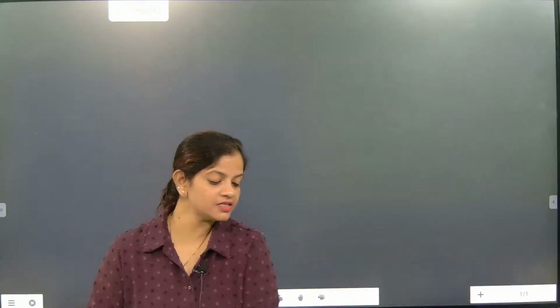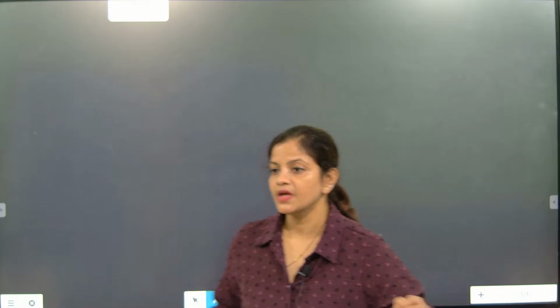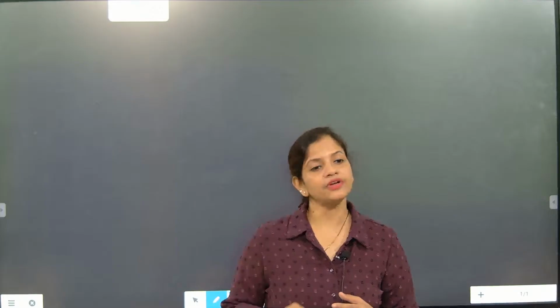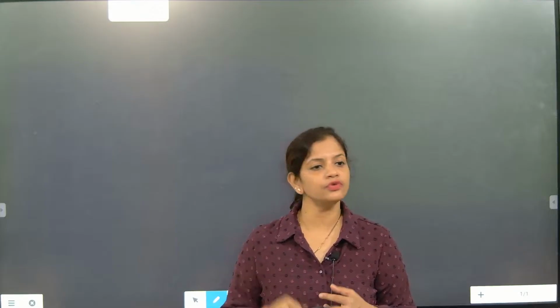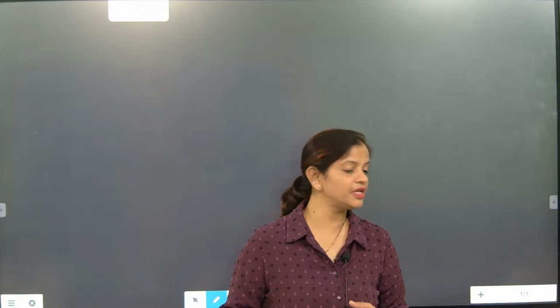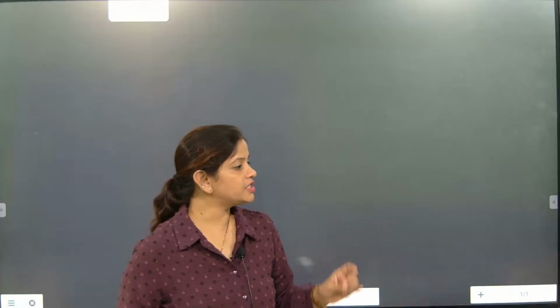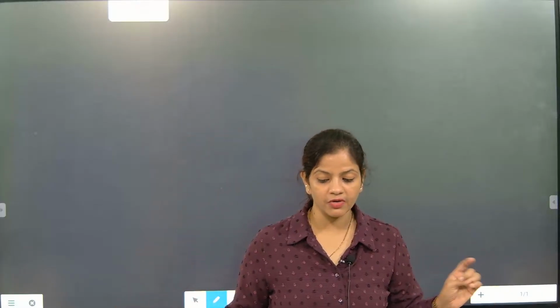Listen everyone, pay attention to which sections the questions are coming from. From Mendel's experiment, one question will come. In the environment chapter, from where will questions come? Your food web and food chain. From there, one question will be there. That part you have to do.